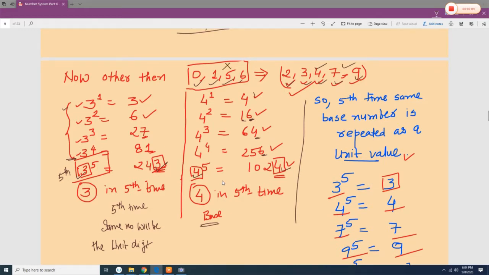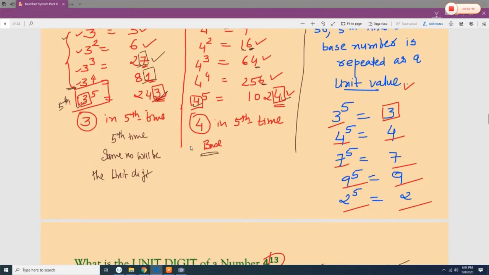So now look here, if it is 3, take 3 to the power 1, which is 3, then 3 to the power 2 is 9, 3 to the power 3 is 27, so 7 is at the unit place. 3 to the power 4 is 81, so 1 at the unit place, and 3 to the power 5 is 243. So when it comes to the fifth time, the same number gets repeated: 3 is at the unit place.